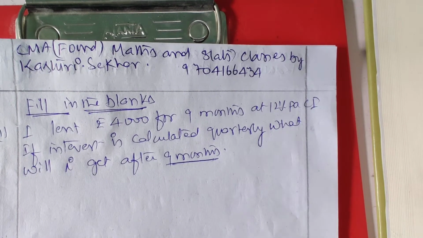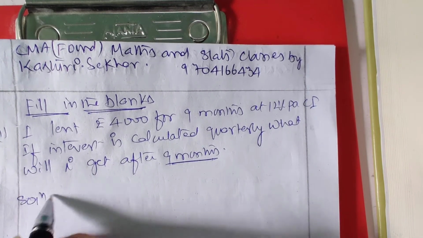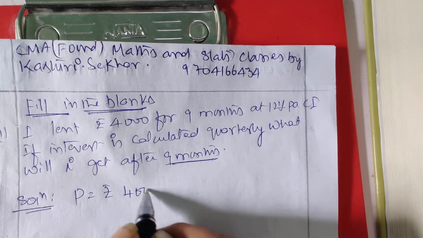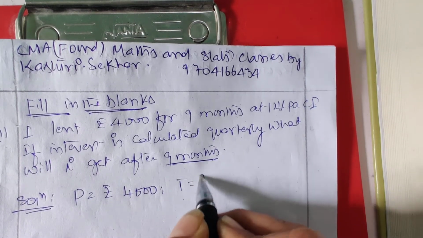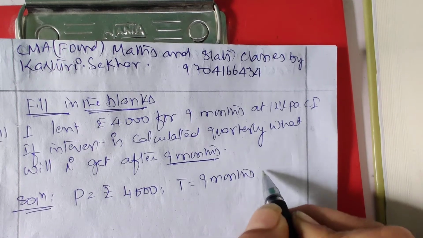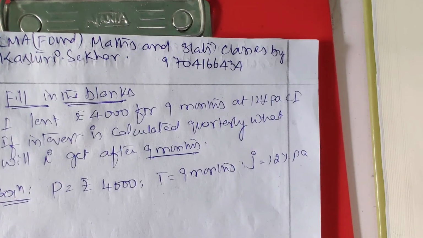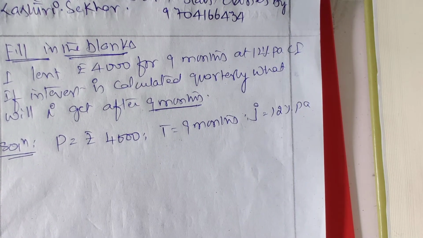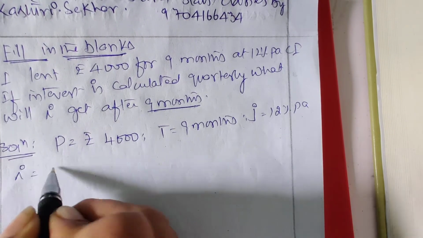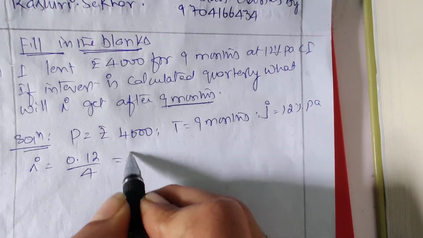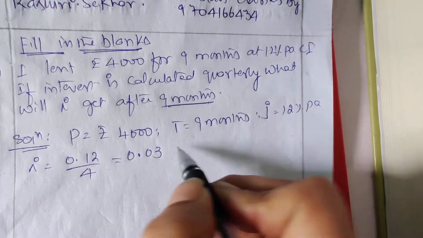Okay, sir. Let us see the solution for that. Principal is equal to rupees 4,000. Time is equal to 9 months. Nominal rate of interest is equal to 12% per annum. So I is equal to 0.12 divided by 4, because interest is calculated quarterly. It is 0.03.